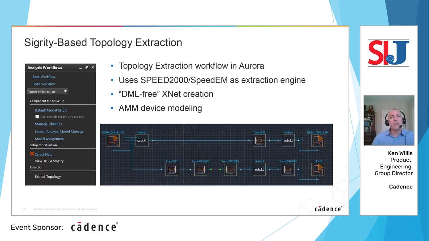One of the capabilities in Aurora is topology extraction. This allows you to click on a net directly in the Allegro layout, and using Sigrity engines, we'll extract this electrical topology directly into the Topology Explorer environment. From here, you can run simulations, perform sweeps, and experiment with termination.